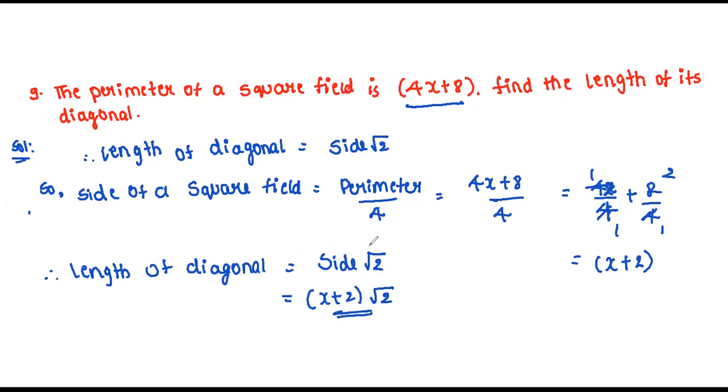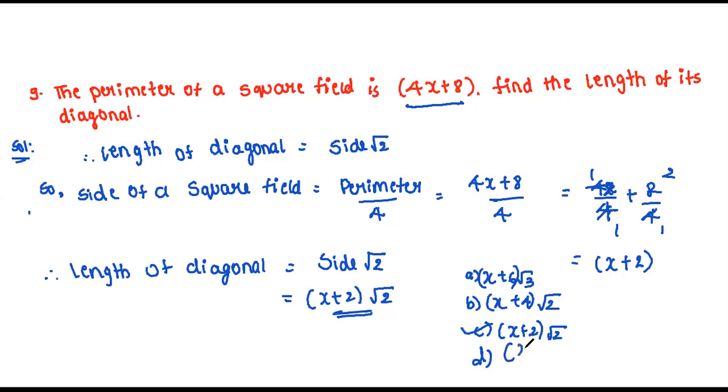That's all. And for this you have the options. I'll give you the options. Option A, x plus 6 square root of 3. Option B, x plus 4 square root of 2. Option C, x plus 2 square root of 2. Option C is the correct answer. Option D, x plus 5 square root of 5. Once you see options like this, try to convert your answer to that form only. Don't go beyond it.